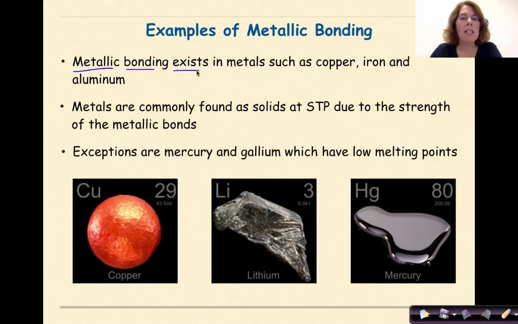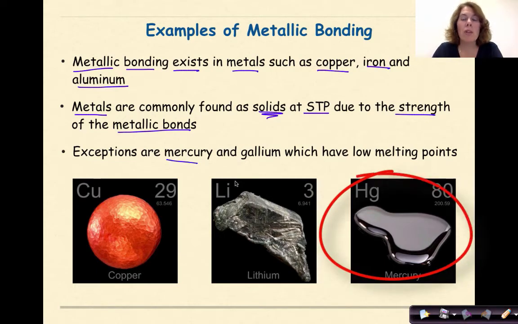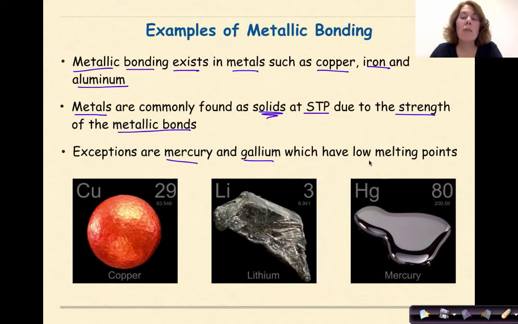Some examples of metallic bonding. Metallic bonding exists in metals such as copper, iron, and aluminum. Metals are commonly found as solids at standard temperature and pressure, otherwise known as STP, due to the strength of the metallic bonds. The exceptions to these are mercury, which we can see right here, which is a liquid at room temperature, and gallium, which have extremely low melting points.